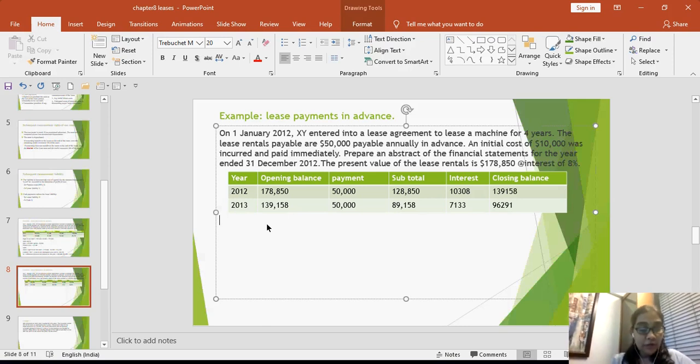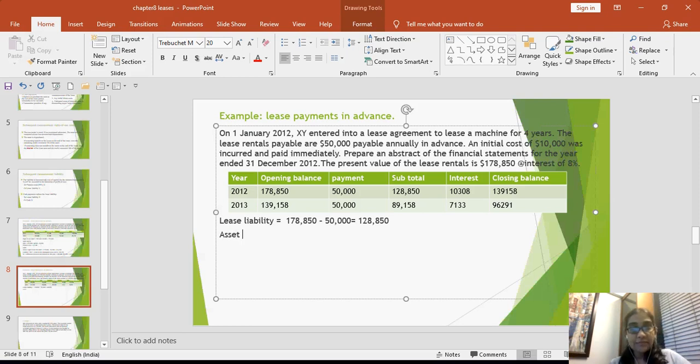Okay. Your lease liability is going to be 1,78,850 minus 50,000 because you are going to make a payment of 50,000 immediately. So you will recognize an amount of 1,28,850 as your lease liability.